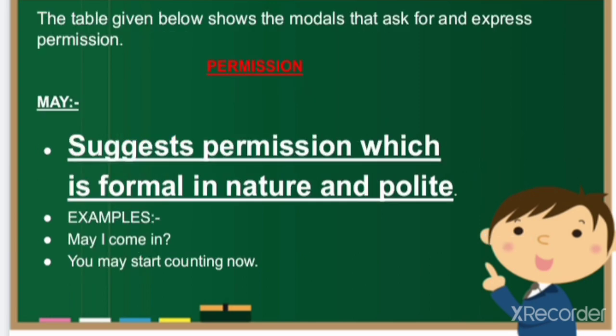Now the next table shows the modals that ask for and express permission. First one, may. It suggests permission which is formal in nature and polite. Examples: May I come in? You may start counting now.